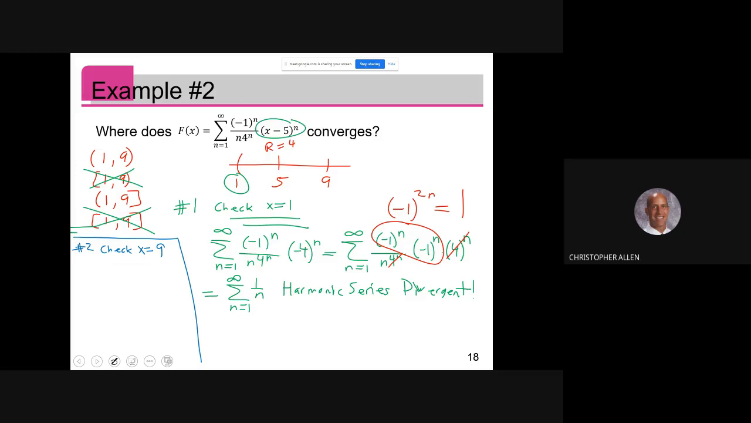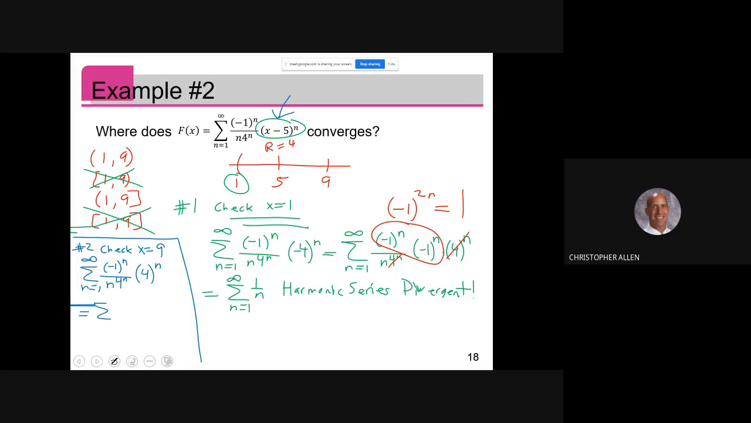I think we're getting close to the end though, aren't we? I got to do one more with some calculus. Okay, I'm going to go faster here. So now we're going to do the exact same thing. Now I'm going to plug in 9. And what's 9 minus 5? 4. Okay, so this is going to be the sum, n equals 1 to infinity of negative 1 to the n over n 4 to the n times 4 to the n. Agreed? Guess what happens to the 4 to the n and the 4 to the n? Cancel. So you are left with the following.